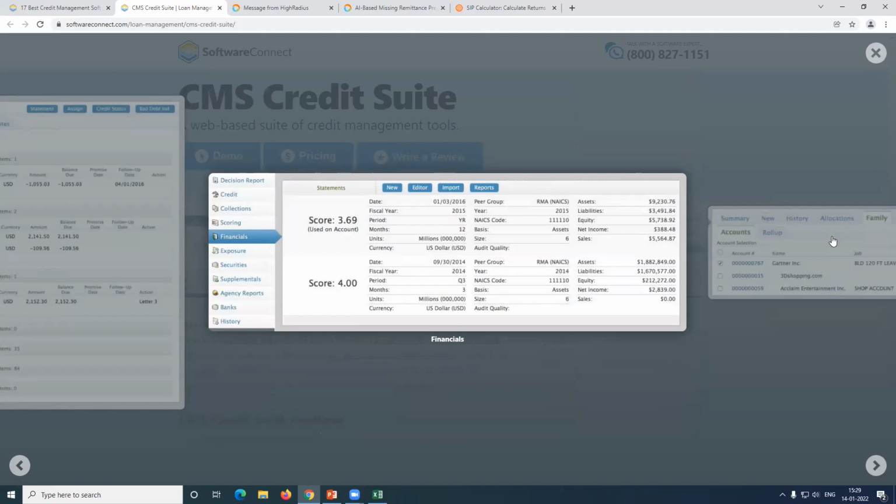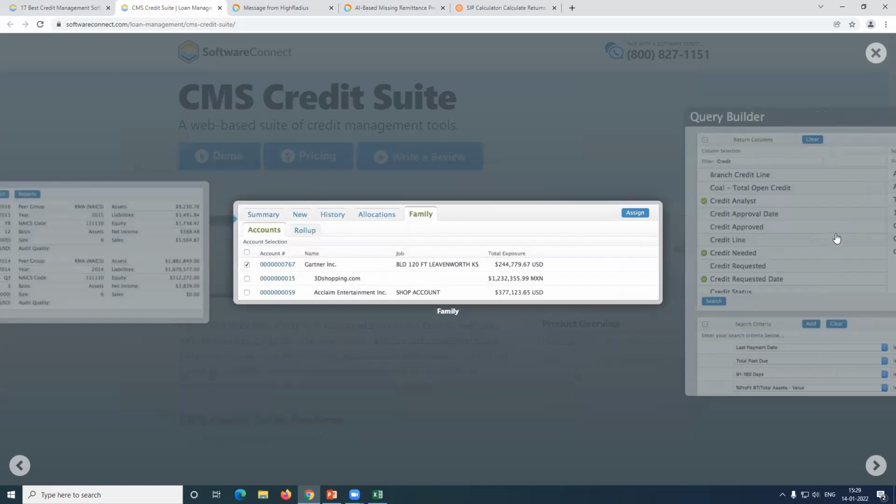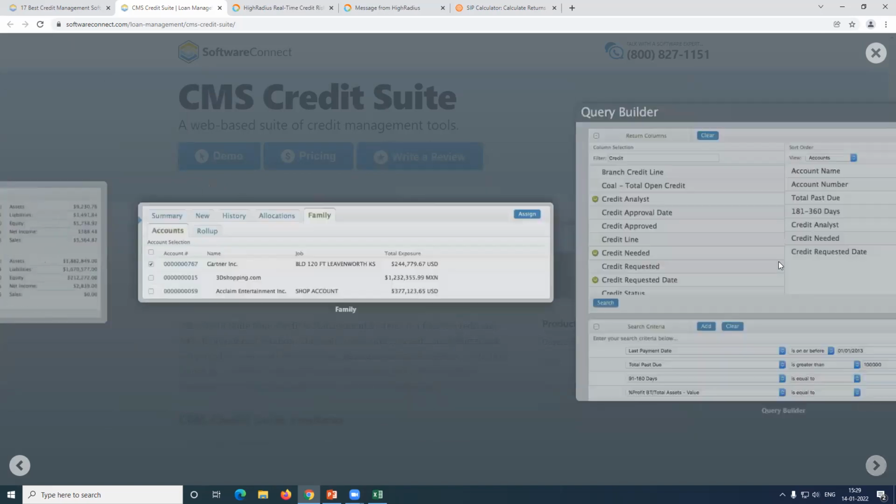So that by seeing that, we can take a nice decision whether we can go for credit availability or not. That is, providing credit or not. You can see the sister concerns. The family refers to the sister concerns of that organization.